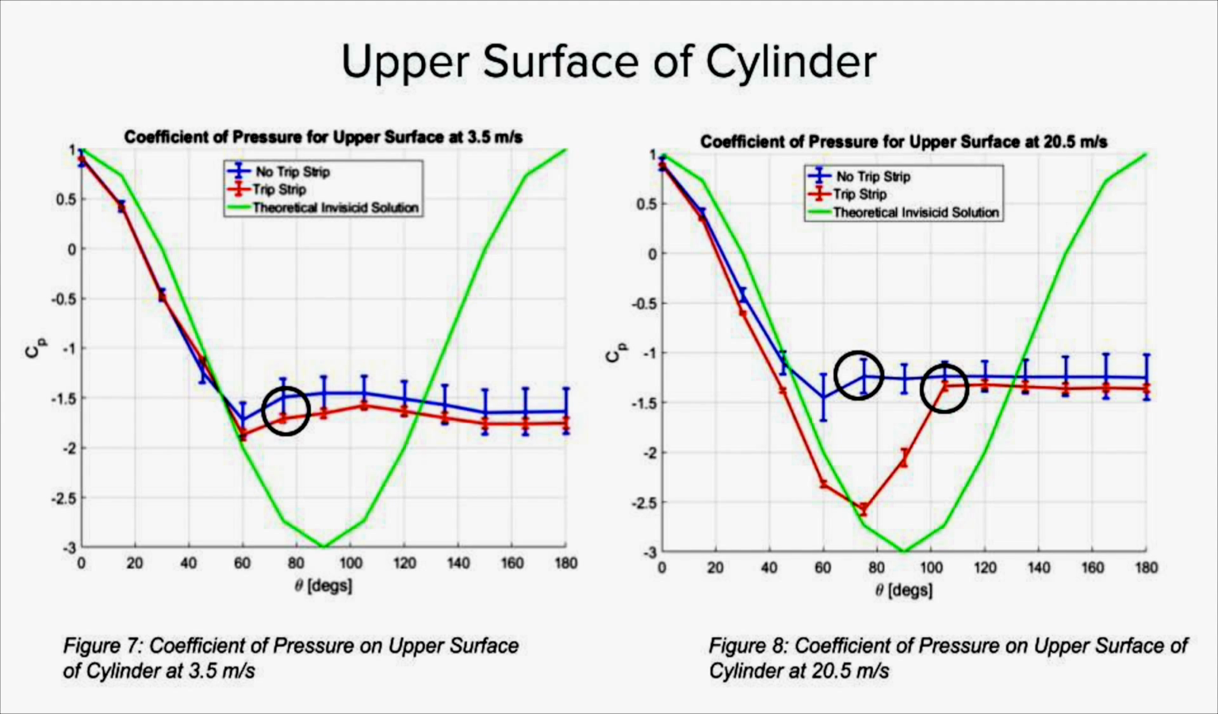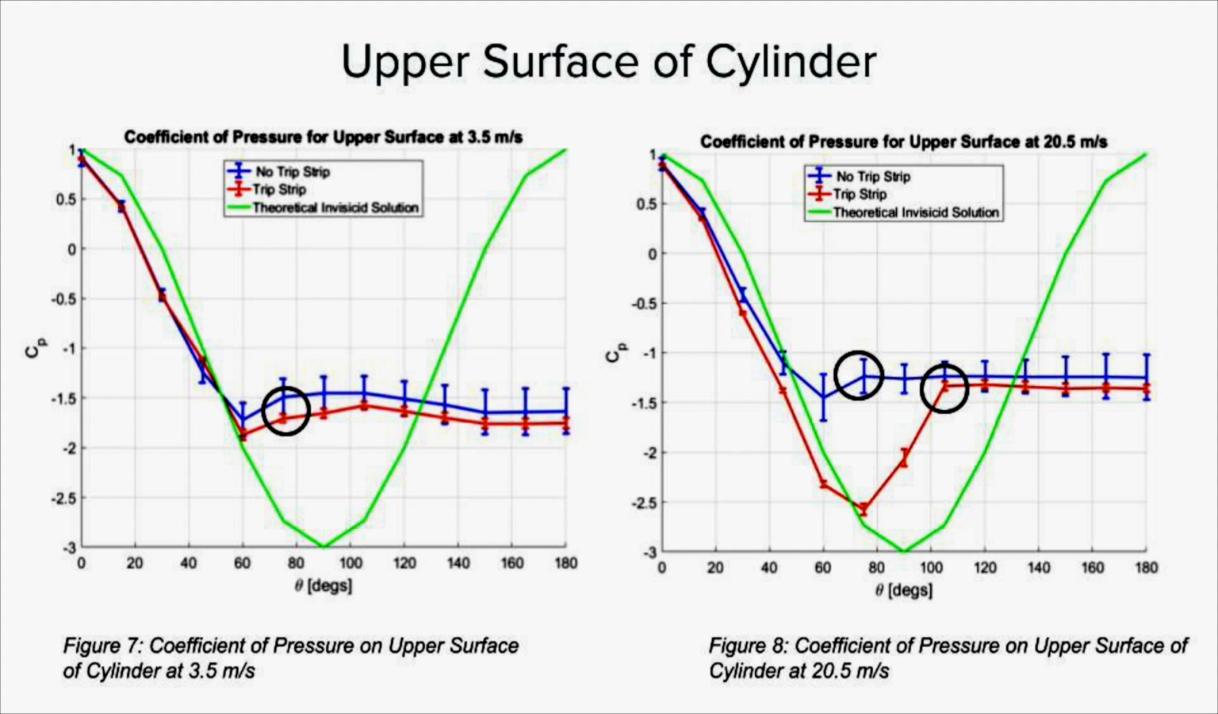The effect of the trip strip on the flow separation at low speed is not entirely noticeable, but begins to be noticeable at a higher speed. At 20.5 meters per second with the trip strip, the flow separated at about 105 degrees, while the flow separated at 75 degrees with no trip strip, as shown in Figure 8.